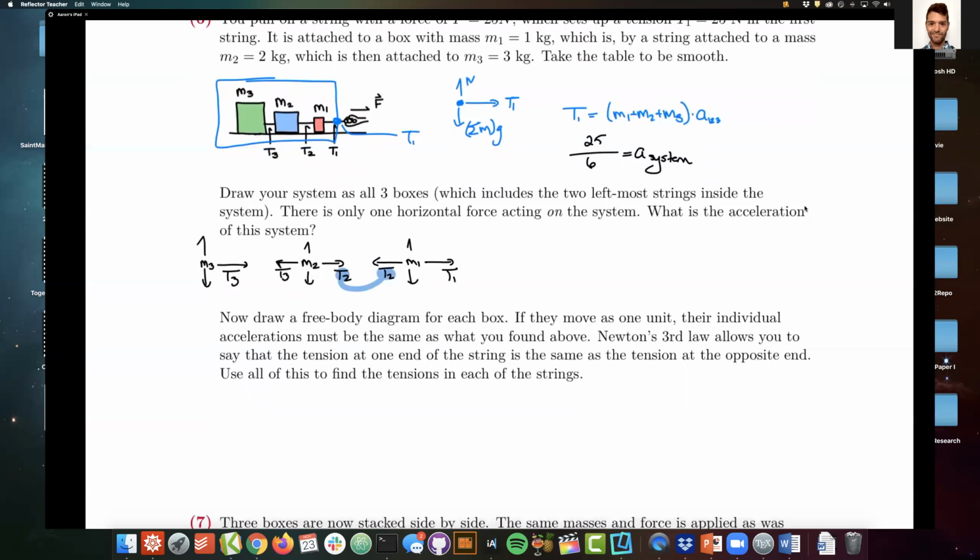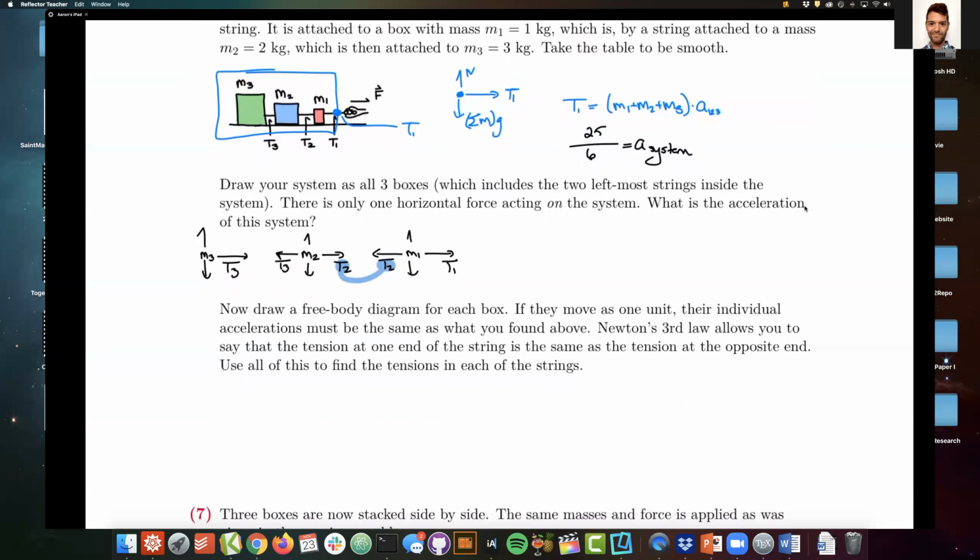Again, these are the Newton third law pairs, which we are kind of inherently assuming by saying that the tensions are the same. So in this case, for M1, the first box, if I say to the right is positive, T1 pulls it to the right, T2 pulls it to the left. That must equal the mass of box 1 times the acceleration of the system. In this case, T2 is T1 minus M1 A system, it looks like.